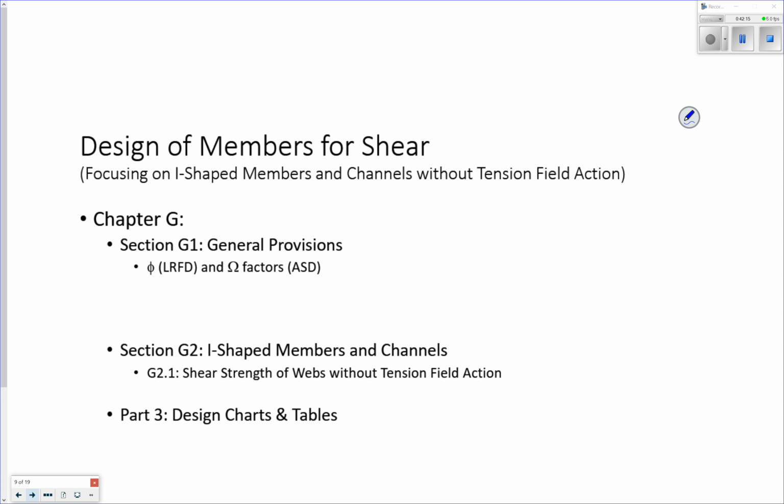Okay, so now we're going to get into design. That was all of shear theory. We've got shear yielding and buckling of the web, which you can help prevent with stiffeners or by making a less slender web.